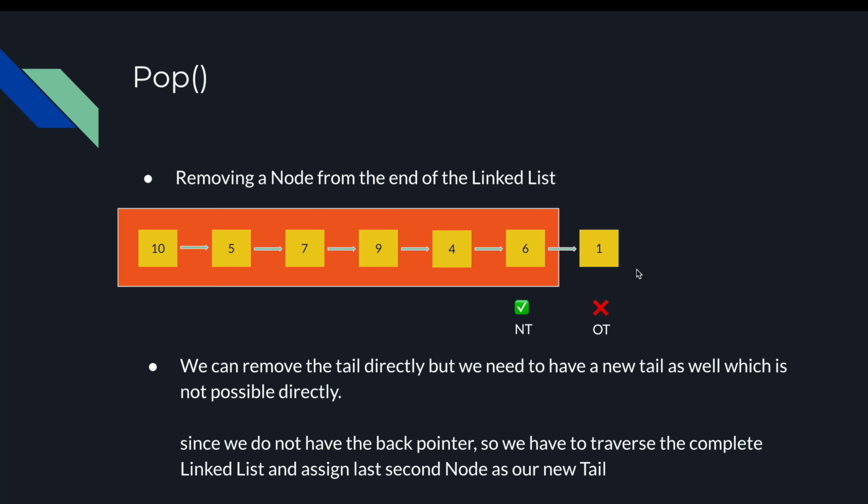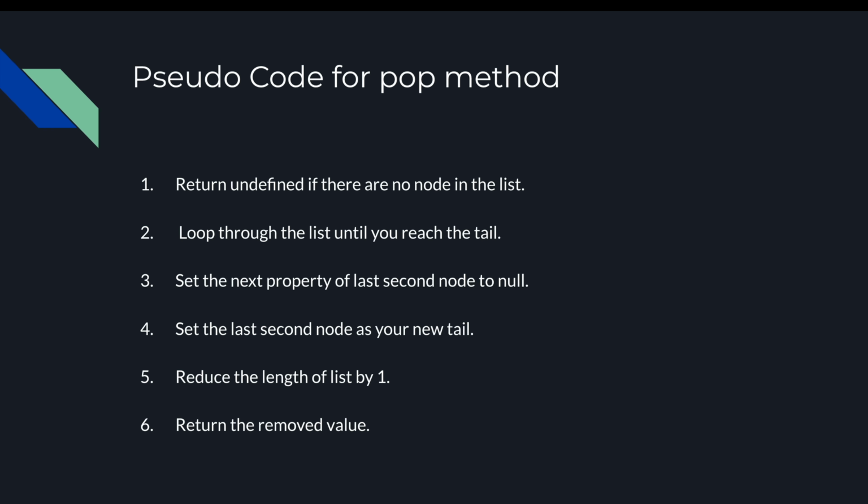Now let's try to see the pseudocode for the pop method, which will help us in understanding it better, and then we will implement it in JavaScript. Cool. So this is the pseudocode for the pop method. The first step will be to return undefined if there are no nodes in the list. Basically, if you do not have any node present in your list, then there is nothing to remove. We can simply return undefined.